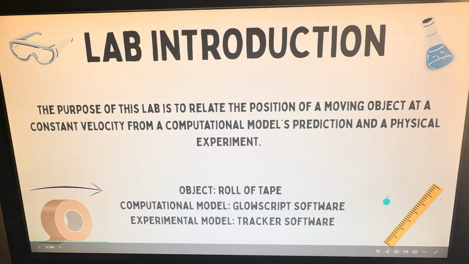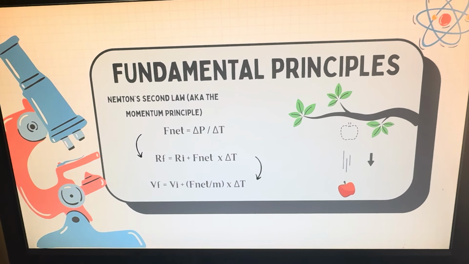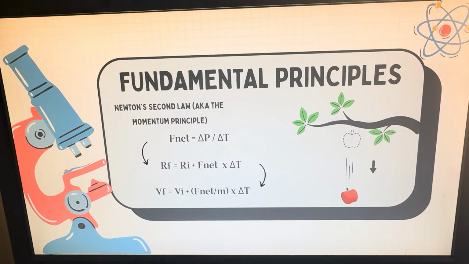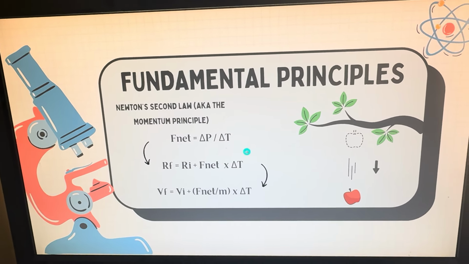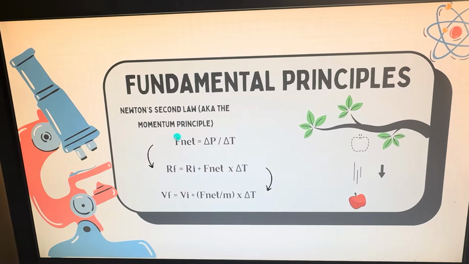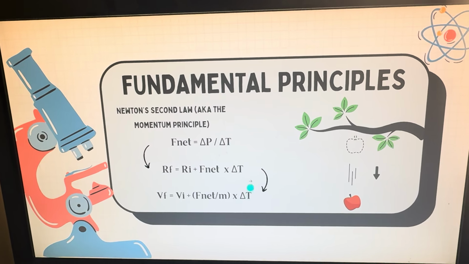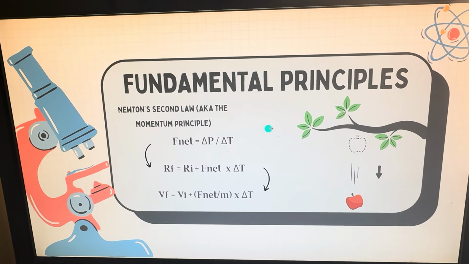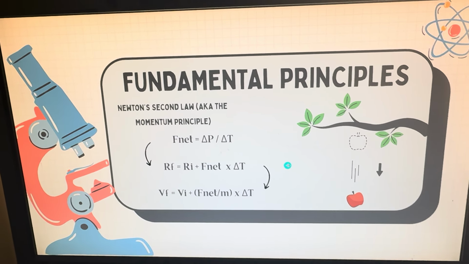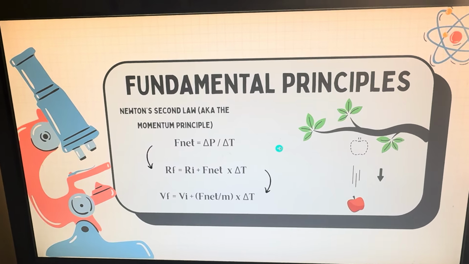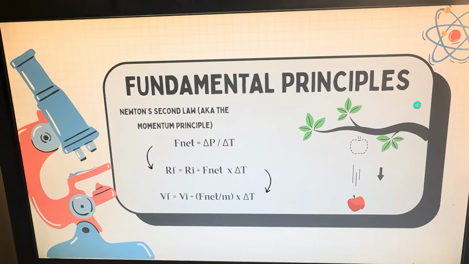Some of the fundamental physics principles that need to be understood for this lab are mostly just the momentum principle, or Newton's second law. From here, you can derive the position update and further derive the velocity update formula. These are very important for tracking a moving object, and from what I can tell, they are used very often throughout the physics world. That is the fundamental principle that we're leaning on for today's lab.